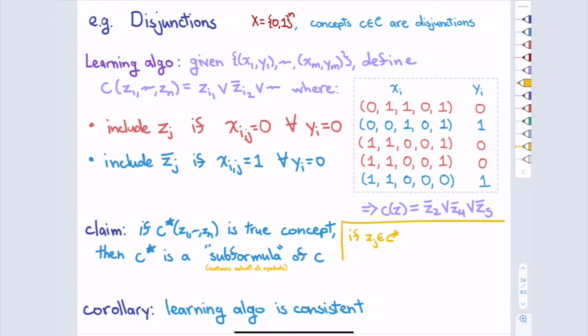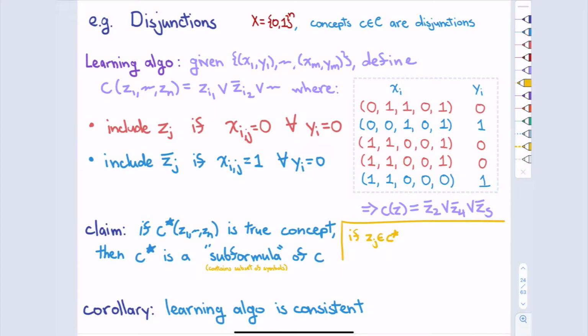Then we know that C star labeled our training set, right? So whenever yi is equal to 0, we must have xij equal to 0, because otherwise C star would have labeled it 1. So if some symbol appeared in C star, then we must have xij equals 0 whenever yi equals 0, so we would have put zj into our formula as well. The same argument holds if bar zj was in C star. So this algorithm, maybe more clear from the elimination version, is really trying to throw in as many symbols as possible that agree with the data.